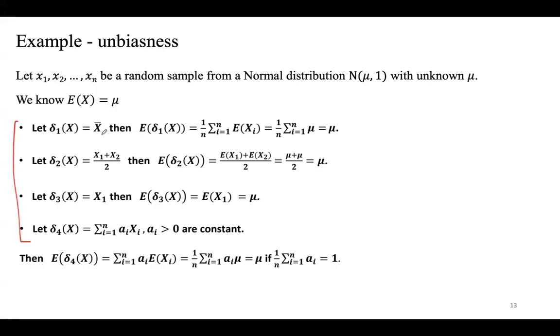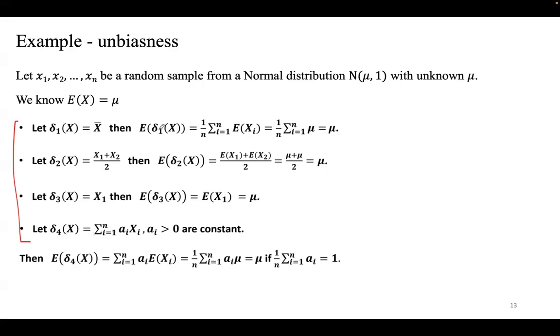So we are defining 4 estimators here. The first is the sample mean. The second is the average of the first 2 observations. The third is just a single observation. And the last is for a constant A: you multiply A with the corresponding values of the random variable, and you sum them up.